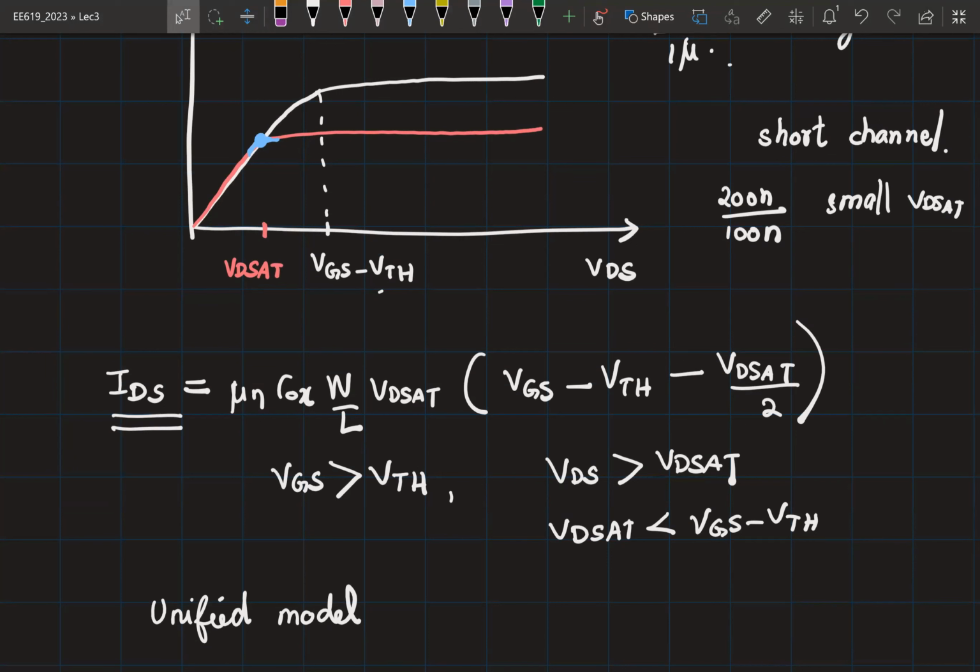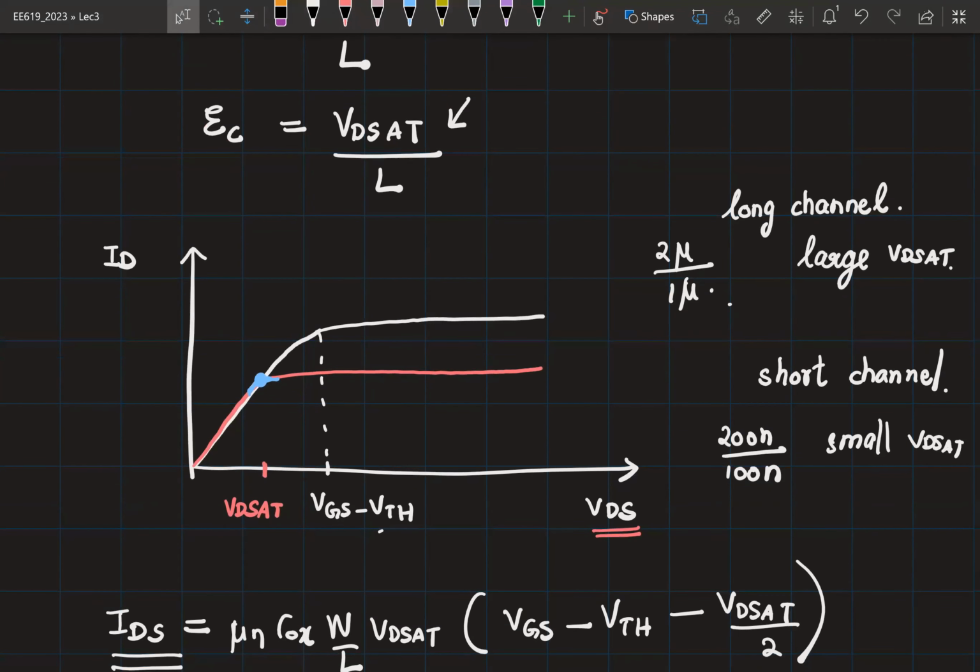In this equation, we are writing the equation for the red curve, for the short channel MOSFET. So I'm taking two transistors, applying the same VDS, same VGS. So why do you say that the VDS has to be larger for the long channel? VTH. Okay, so we are assuming that the VTH remains constant throughout.